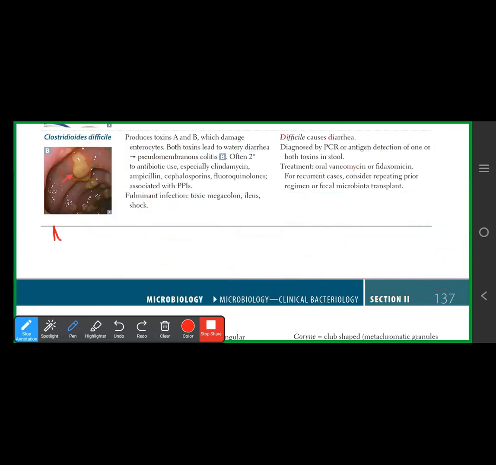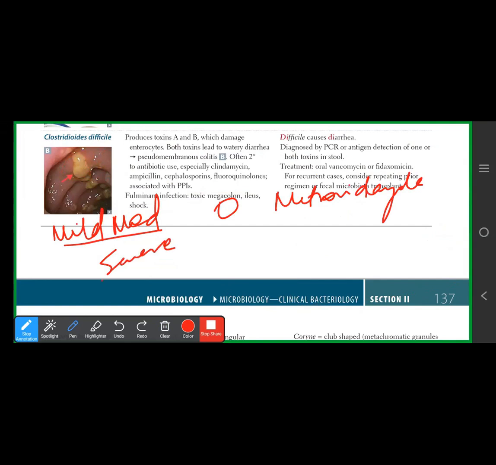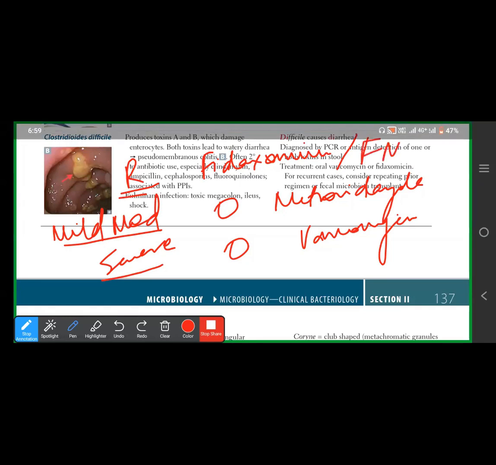For mild to moderate cases, you can just go for oral metronidazole. Now for severe cases, you have to go for oral vancomycin. For recurrent cases, you have to go for fidaxomicin, or you have to go for fecal microbiota transplant. Basically, you take the feces from another patient and transplant it into the patient. That's called fecal microbiota transplant.